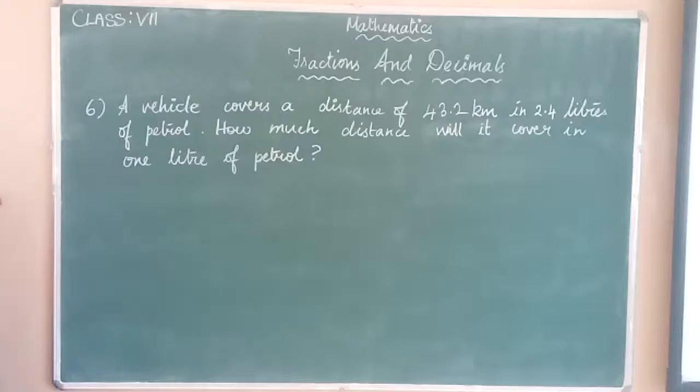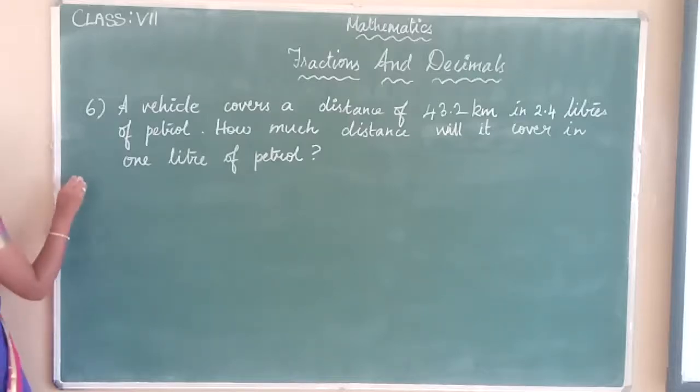This is the next question. A vehicle covers a distance of 43.2 km in 2.4 liters of petrol. How much distance will it cover in 1 liter of petrol? Okay, so with 2.4 liters of petrol, the vehicle is covering 43.2 kilometers. So what we have to find is how much distance it will cover with 1 liter of petrol. So what we have to do here? We have to divide. Okay, so let us start doing.